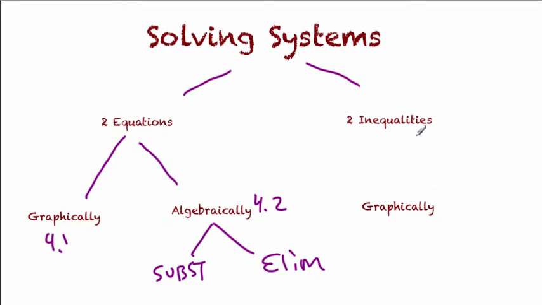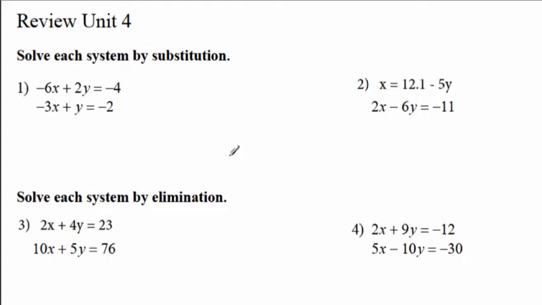Now, 4.3 was actually this root of the tree when you have two inequalities, and you can only solve them graphically. So what we're going to do is review how to solve graphically, algebraically, and then our inequalities quickly. So let's start looking at the review here. This is the review packet for you. We're going to start by solving by substitution. Okay, this was section 4.2.